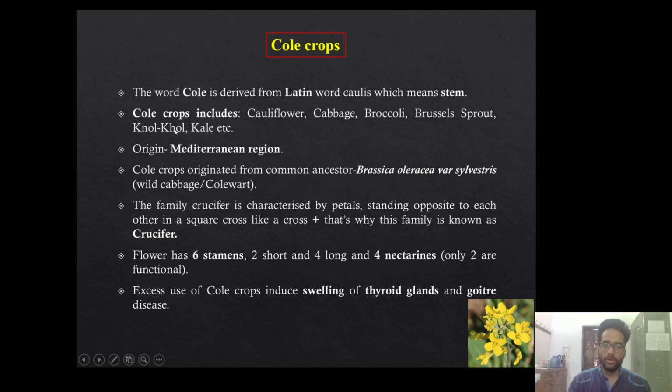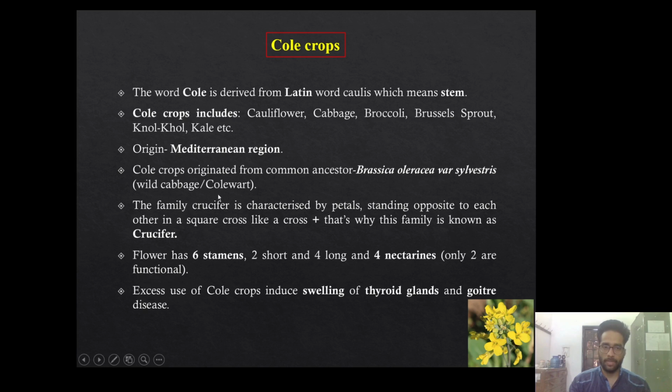The word cole is derived from the Latin word caulis, which means stem. Cole crops include cauliflower, cabbage, broccoli, Brussels sprout, knol khol and kale. The origin of cole crops is the Mediterranean region. Cole crops originated from a common ancestor, Brassica oleracea variety sylvestris, which is commonly known as wild cabbage or colewort.